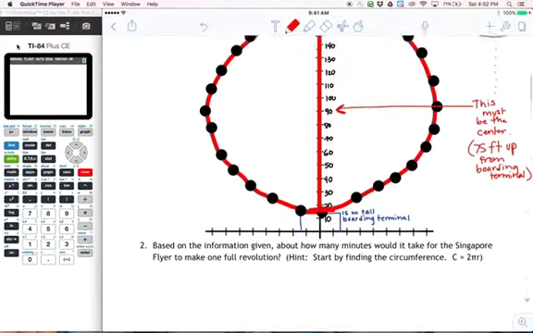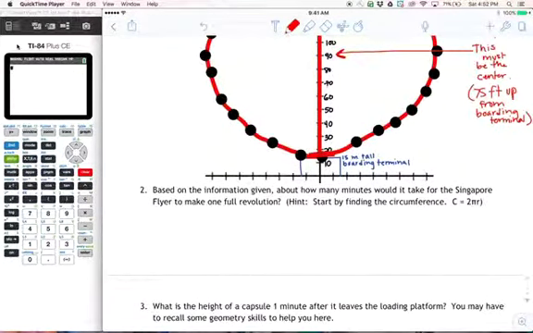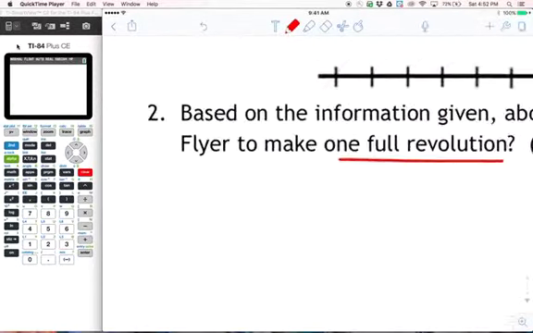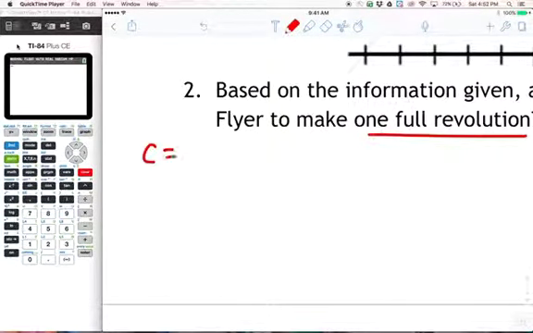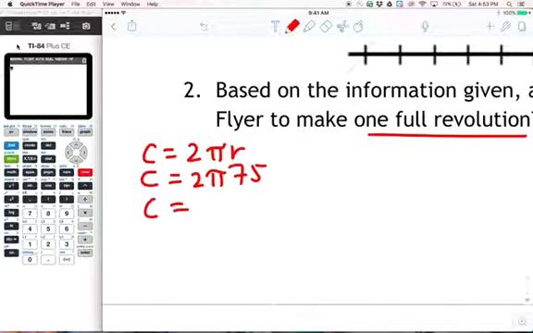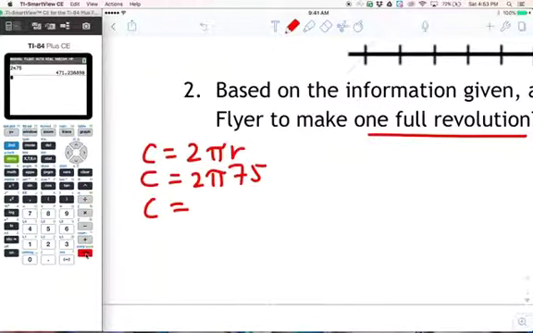Let's keep going. Based on the information given, how many minutes would it take for the Singapore Flyer to make one full revolution? Hint, start by finding the circumference. Let's just go ahead and do that. The circumference of this wheel is 2 pi r, and we know r is 75. I can just type this into my calculator: 2 pi r, second, caret key, 75. So my circumference is 471.24.